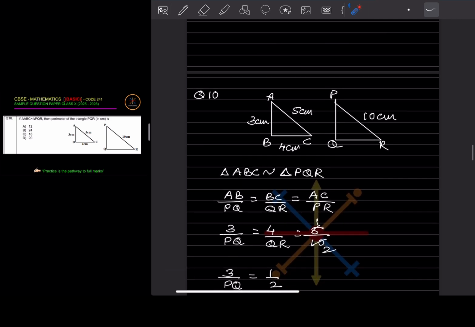Question number 10, if triangle ABC is similar to triangle PQR, then the perimeter of the triangle PQR in centimeter is. So same thing, I have drawn both the figures over here. So now this is equal to this one because ABC is similar to PQR. So when both are similar, this is going to be the same as this one. So AB divided by PQ is going to be BC by QR, and this is going to be AC by PR. So this is the main step. So now you know AB. AB is 3. So here in place of this, you are going to write 3. We don't know what is PQ. So we'll keep PQ as it is.